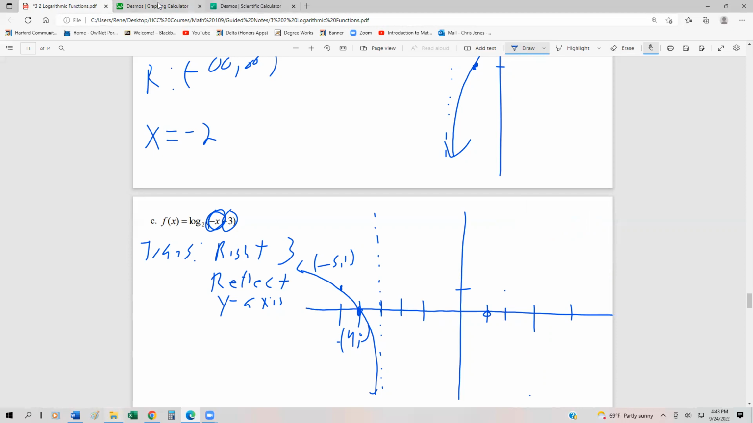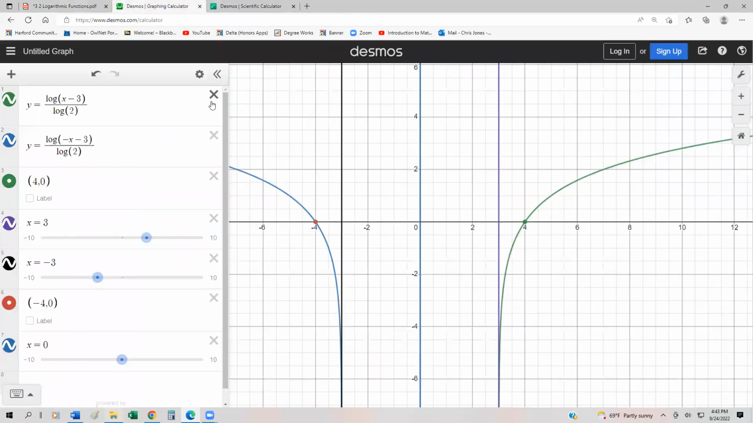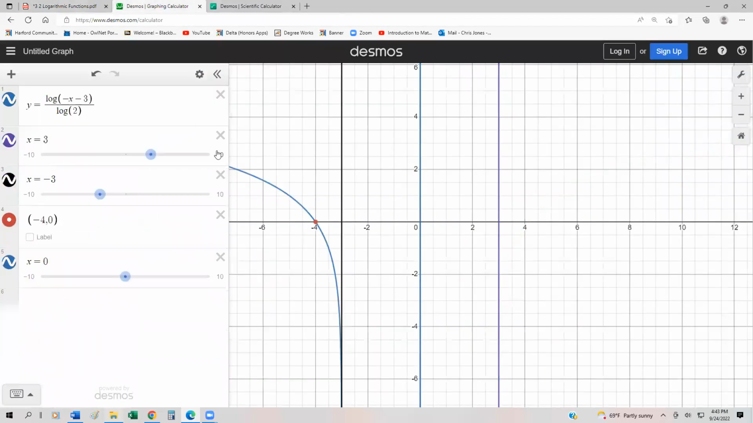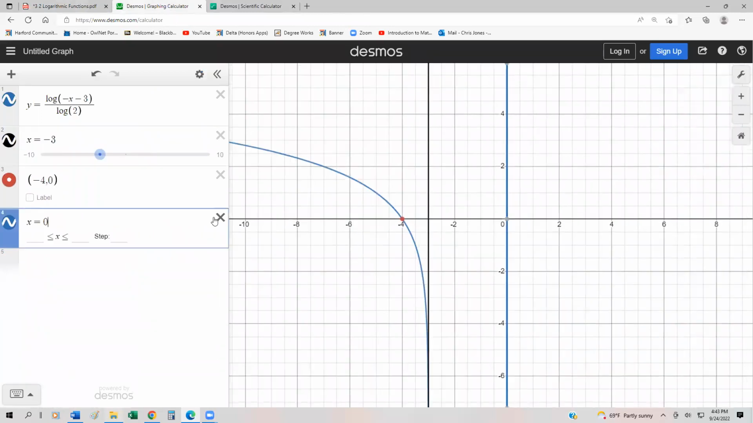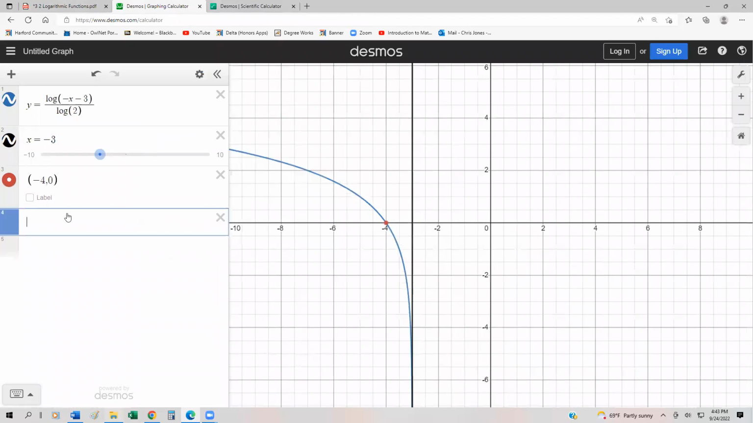Obviously, in our graphing calculator, since we already did that, that would go away, that would go away, that would go away. And these are the points that we're left with. So at least our graph makes sense. If we want to further verify, (-5, 1), that's another point on our graphed function.